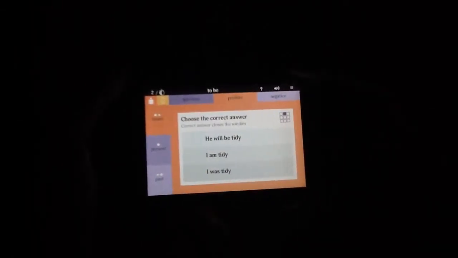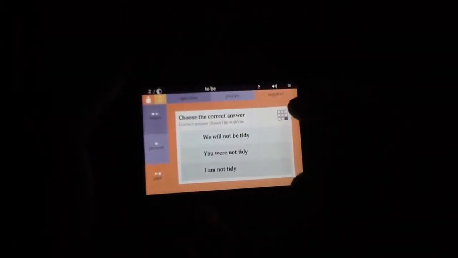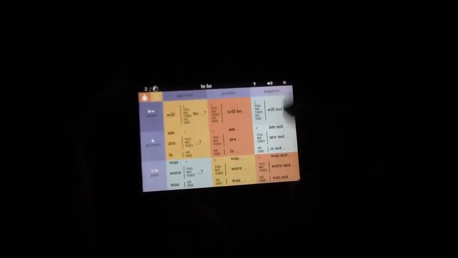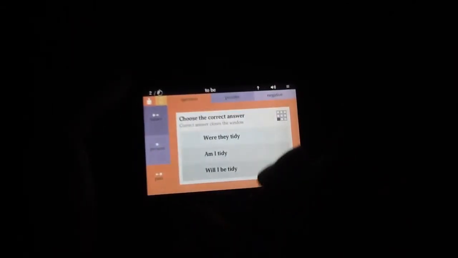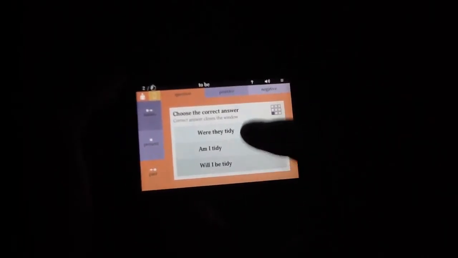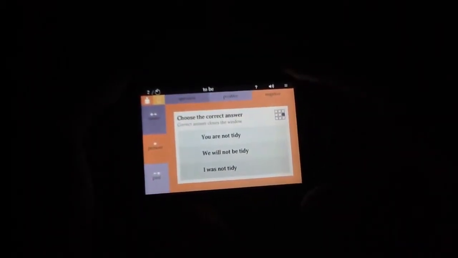So I'm going to pick this one. Positive future, he will be tidy. They pick another square, and then so on and so forth. So negative past, you were not tidy, etc. They're about to win this one. So question past, were they tidy? And I don't think anyone's going to get this one.